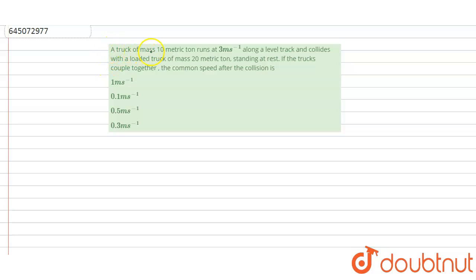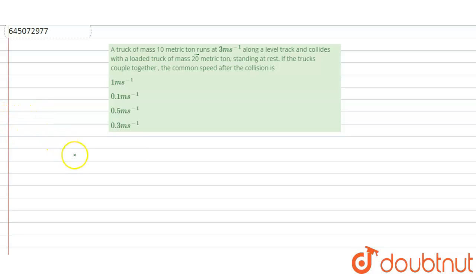Hello everyone, let us solve this question. The question says a truck of mass 10 metric ton runs at 3 meter per second along a level track and collides with a loaded truck of mass 20 metric ton standing at rest. If the trucks couple together, the common speed after the collision is.